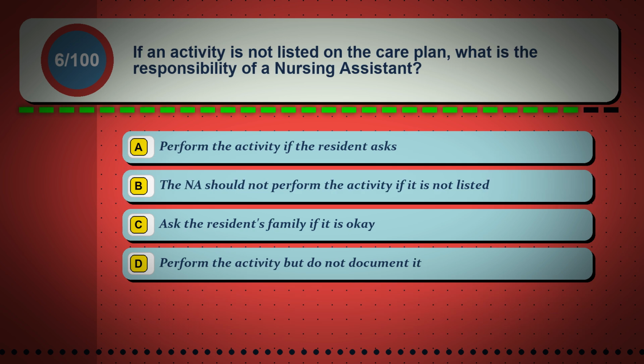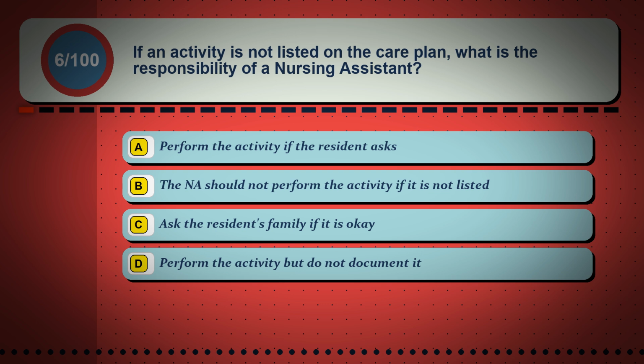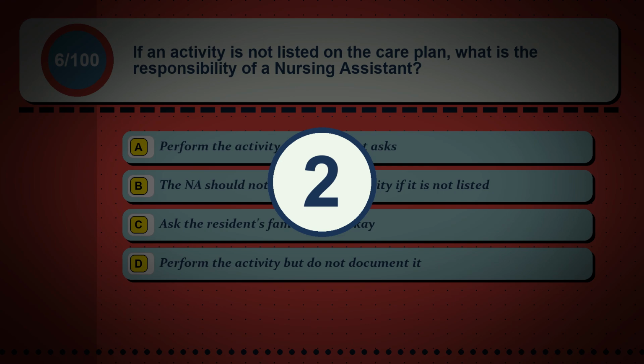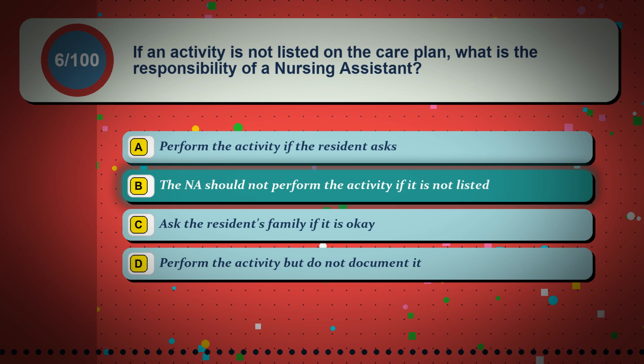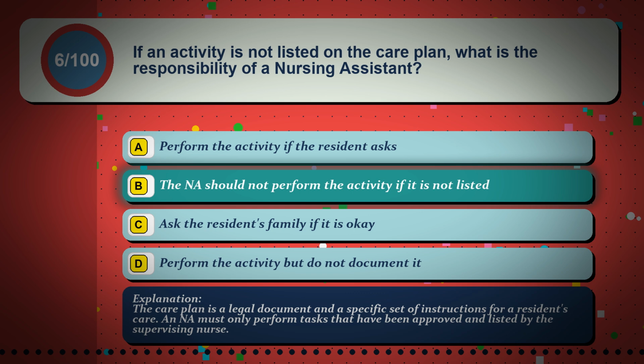Question 6. If an activity is not listed on the care plan, what is the responsibility of a nursing assistant? Option A, perform the activity if the resident asks. Option B, the nurse should not perform the activity if it is not listed. Option C, ask the resident's family if it is okay. Option D, perform the activity but do not document it. The correct answer is option B. The nurse should not perform the activity if it is not listed. The care plan is a legal document and a specific set of instructions for a resident's care, and the NA must only perform tasks that have been approved and listed by the supervising nurse.